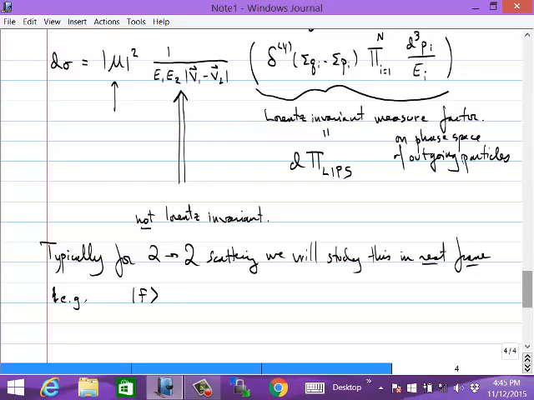If you tried to go to a frame where both of the particles have equal velocity, well, first of all, you can't really do that. You can't actually go to such a frame. You could try and do a very large boost so that V1 is very close to V2.